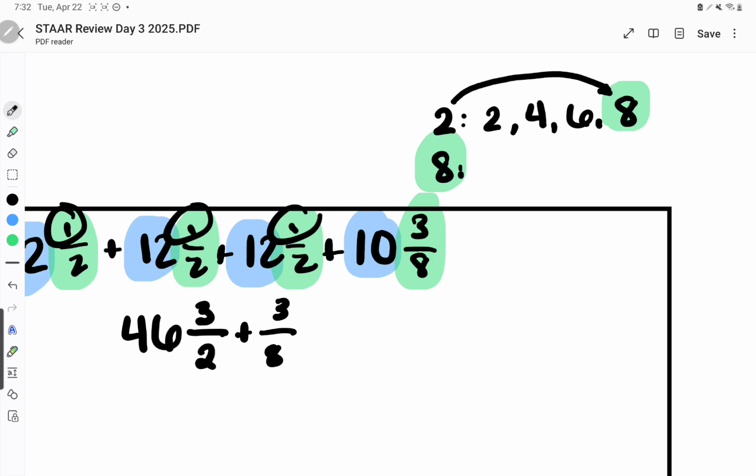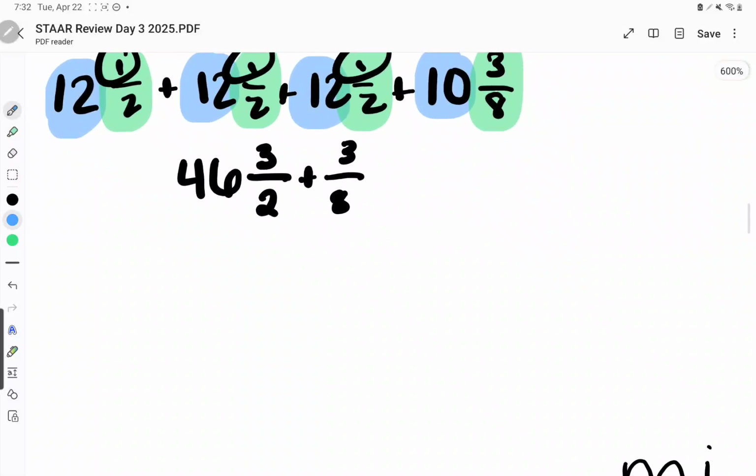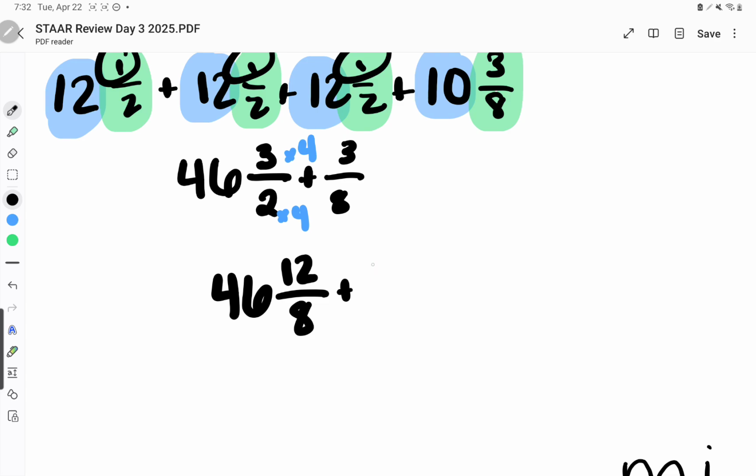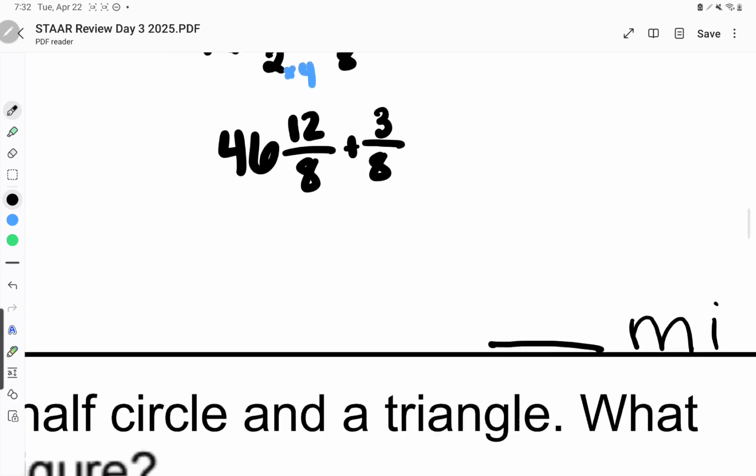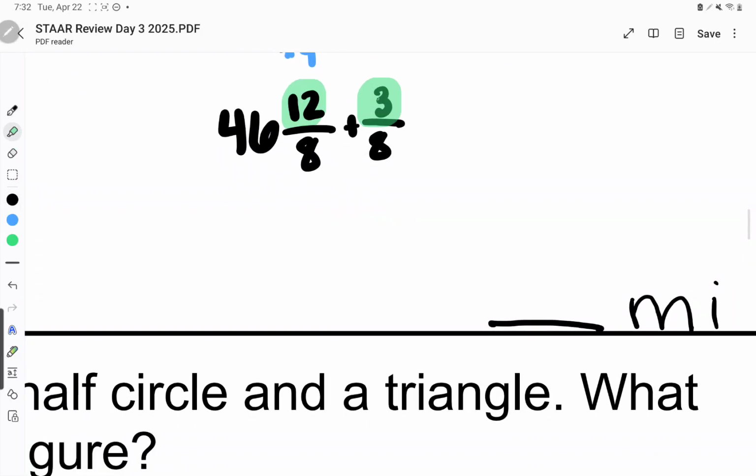To get from 2 to 8, I multiply times 4. So to get from 2 to 8 here, I multiply times 4. And what I do to that denominator, I also have to do to that numerator. So that leaves me with 46 and 12 over 8 plus 3/8. Now we add those numerators and we keep the denominator the same. So that gives me 46 and 15/8.